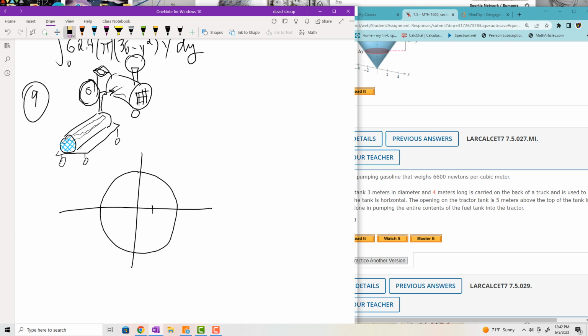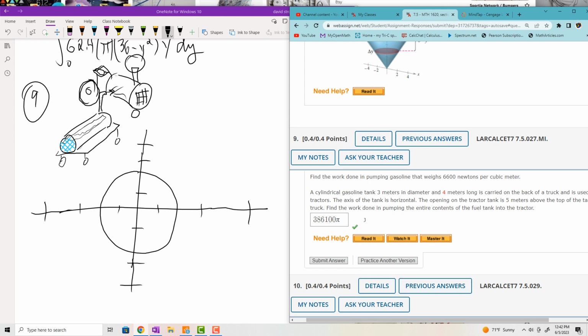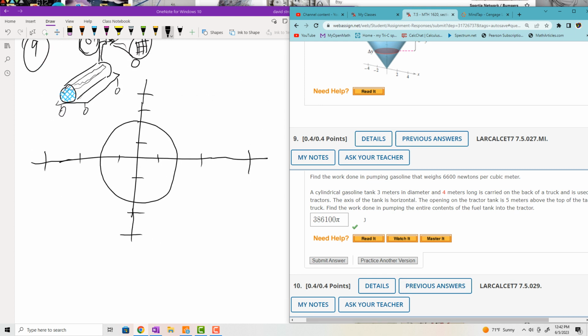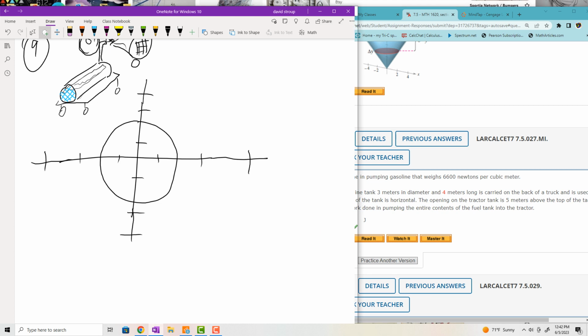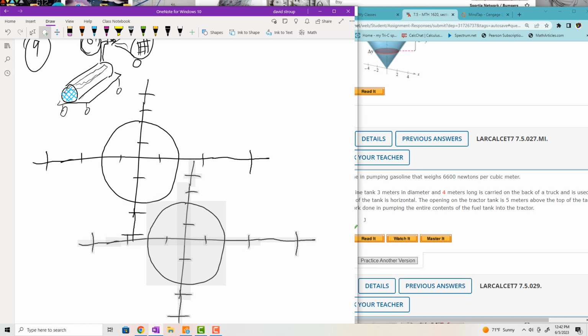Okay, so let me redraw that. So this position is 1.5. So it'd be 1, 2, 3, 1, 2, 3, 1, 2, 3, 1, 2, 3, and then the top of the tank is 5 meters above. Oh crud! So we kind of have to move this. Let me lasso it and move it. So I ran out of room there.